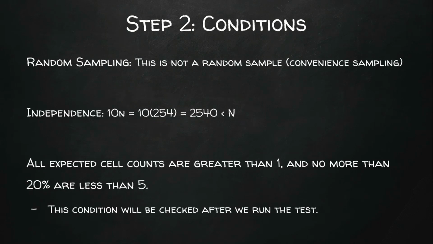For our conditions, this is very similar to the goodness of fit test. We need random sampling, which this is a convenient sample since it was my students, but normally we would check for random sampling. We need to check our 10% condition for independence, and we need all expected cell counts to be greater than 1 and no more than 20% to be less than 5. This condition is difficult to assess until after we run our test, so we will check this later.